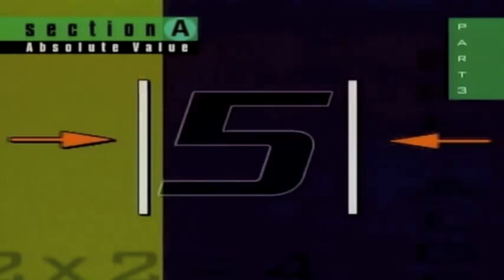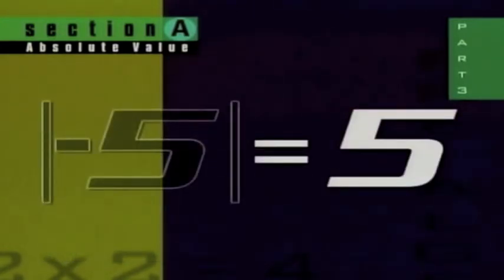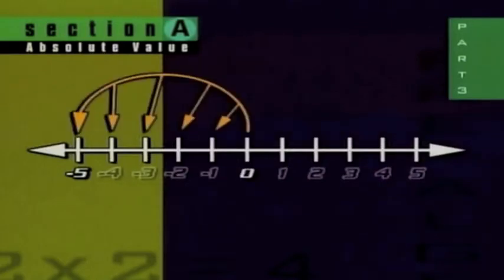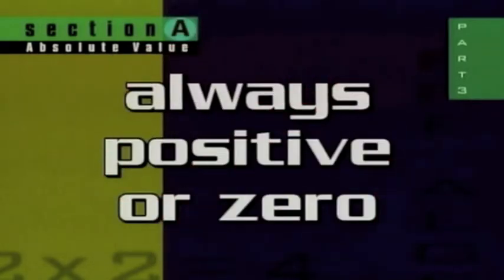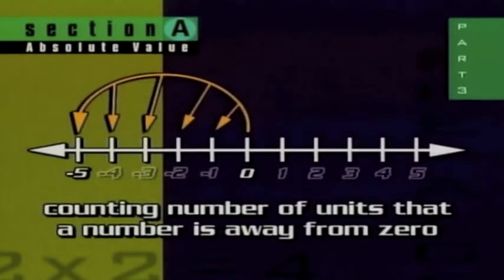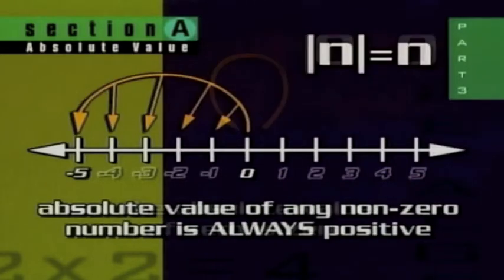We see it written like this. Those straight lines on each side of the 5 mean absolute value. Likewise, the absolute value of -5 would also be 5, because -5 is also 5 units away from 0. There's no such thing as a negative absolute value. It is always positive, or 0. We're simply counting the number of units that a particular number is away from 0.